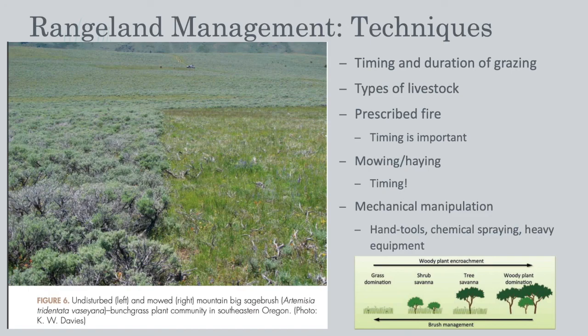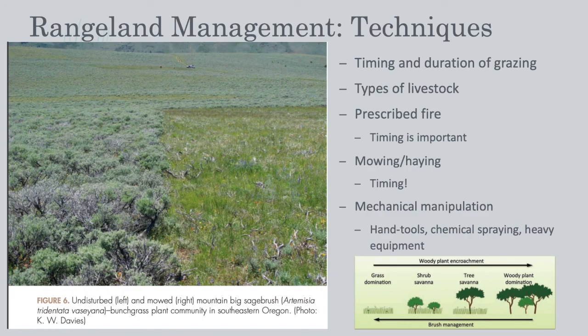Timing is very important. Mowing or haying, that's another form of plant defoliation. Mechanical manipulation is big. This is what we as managers go out and physically do to the rangeland environment. This can be using hand tools. Maybe you're clipping brush. Maybe you're digging stuff up. Maybe you are chemical spraying, or maybe you're using heavy equipment to do some of the hard work, particularly for brush management.